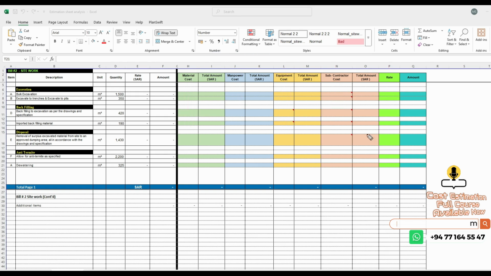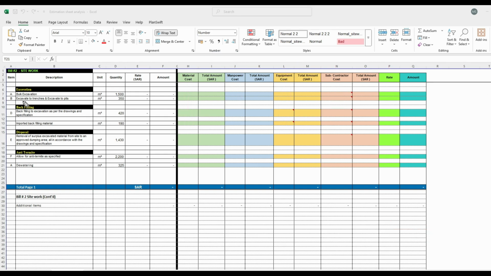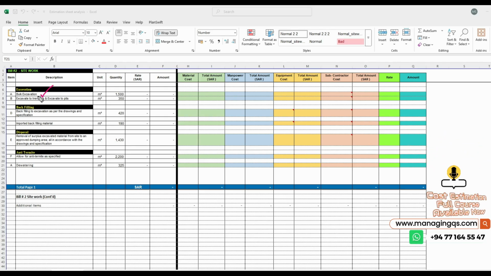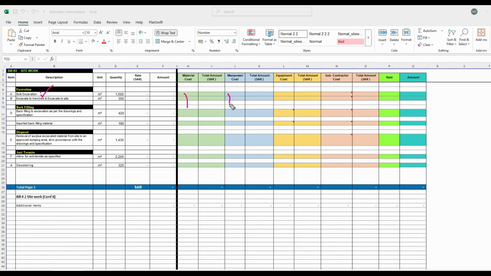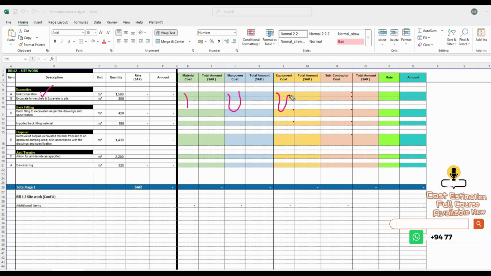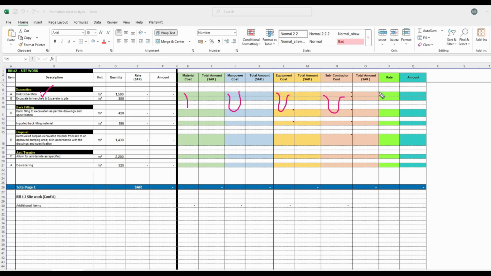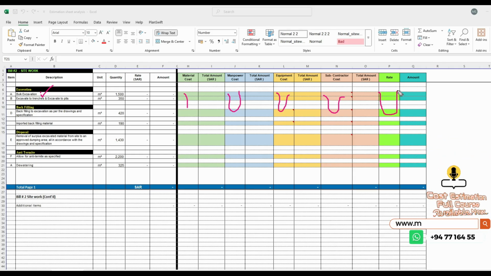For example, let's say for this excavation purpose: is there any material involved, how much manpower will be involved, what equipment and plant are involved, and are there any subcontractors involved to complete this work? We have to analyze these things, then produce our rate. I am introducing this very simply for your understanding. Now we will start one by one, very deeply.